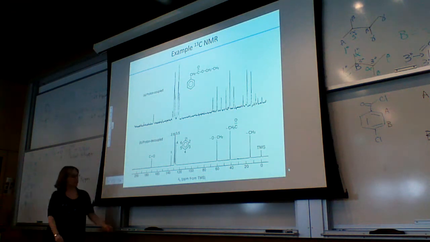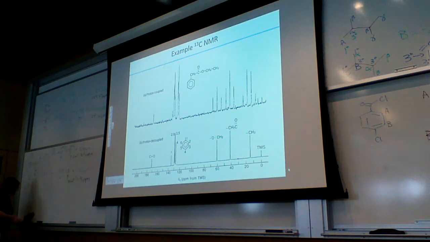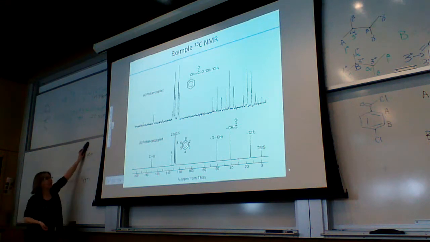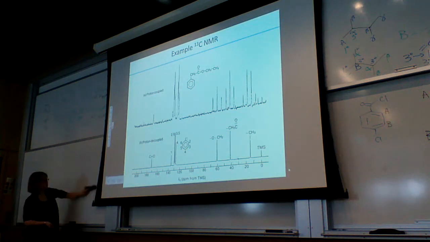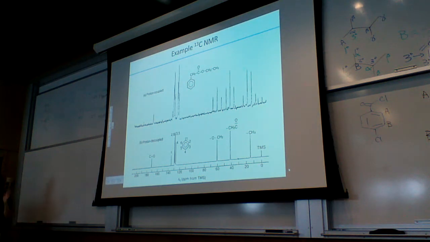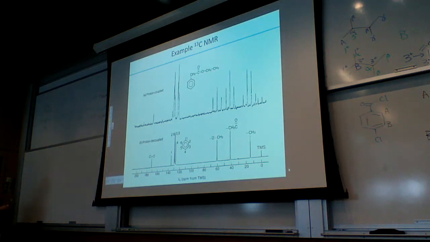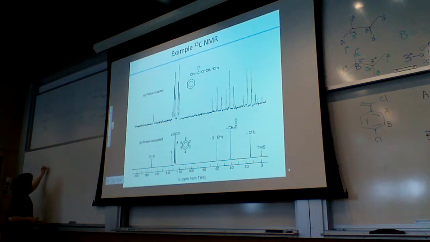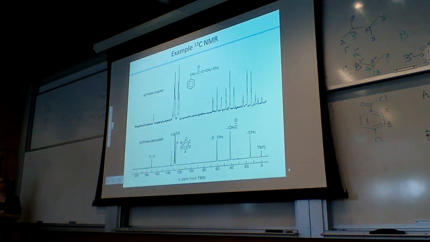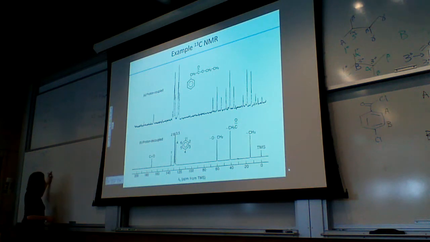When we were talking about proton NMR, we talked about how we acquired it. We take our sample and we irradiate it with a short pulse of energy, the radio waves, and that excites some of the protons, and then we stop irradiating it and we observe it. For carbon, we're going to do the same thing. We're going to irradiate it, and then we're going to have our signal here where we're actually acquiring it.